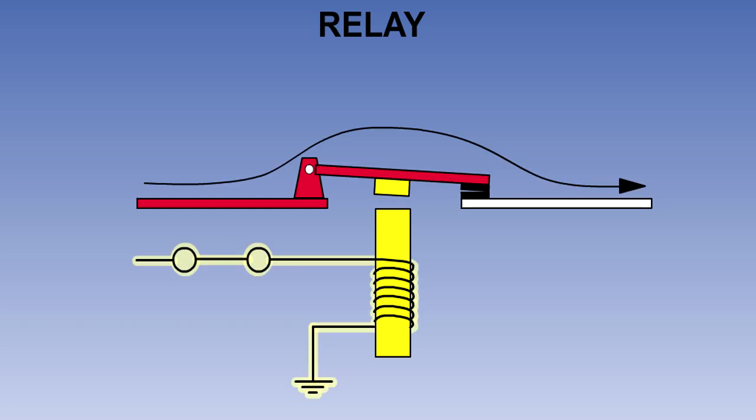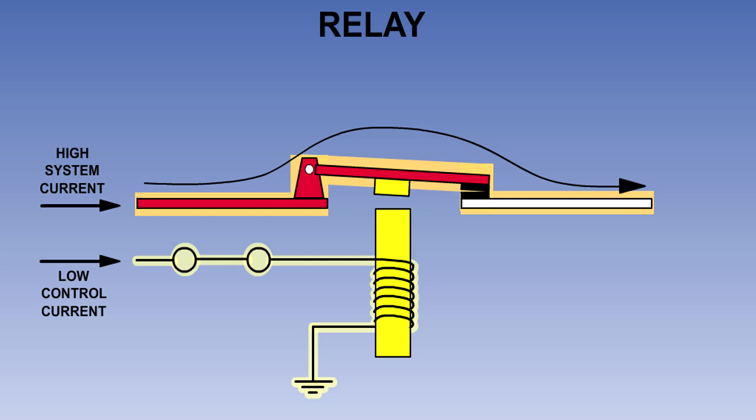There is no electrical connection between the control circuit and the circuit being controlled. The contacts of the relay can be used to control high current devices, allowing these devices to be controlled from a small remote switch, thereby reducing the amount of heavy expensive wiring required.